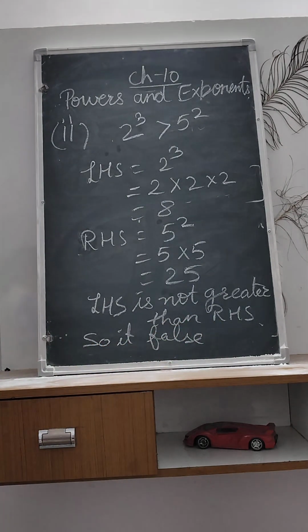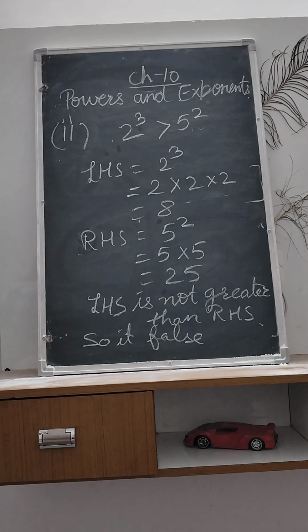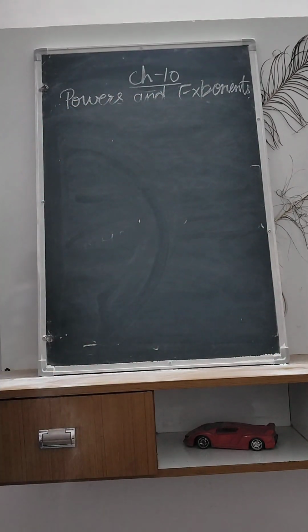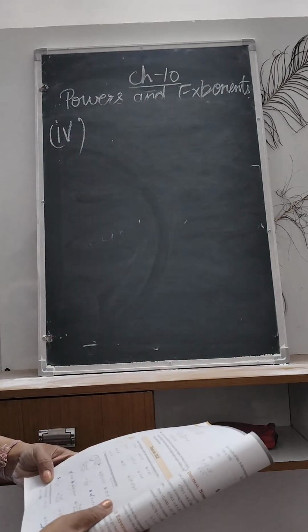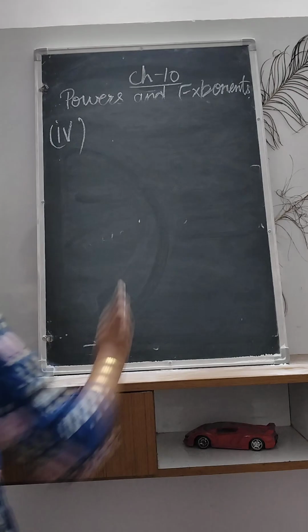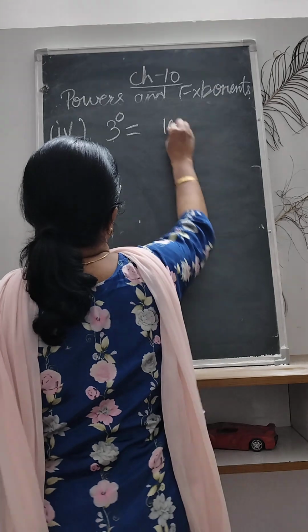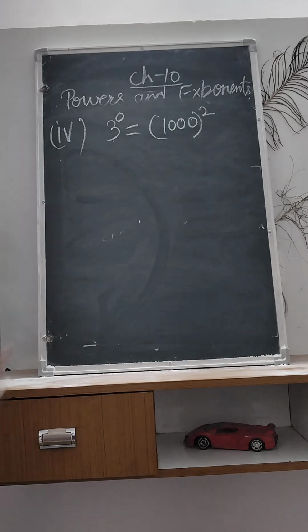Okay, now let us do the last part. I am doing the last fourth part. Now students, fourth part देखो. 3 raised to power 0 is equal to 1000 की whole power 2 0 है कि 2 है 1000 की power 0.